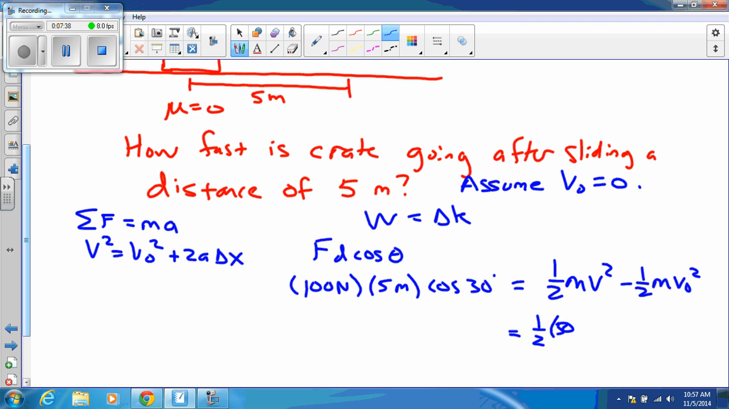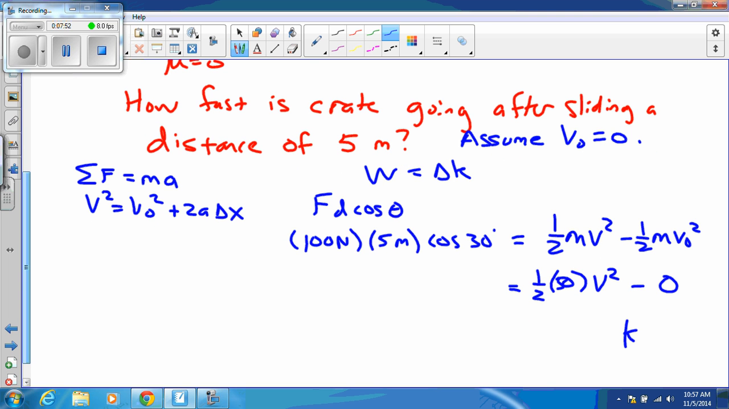Okay, so I can now plug in some numbers. I know that the mass of the crate is 50 kilograms. I do not know the final speed of the crate. I do know that the initial speed of the crate is 0, so the initial kinetic energy of the crate is 0. Please notice that K equals 0 is another way of saying that an object is stopped.